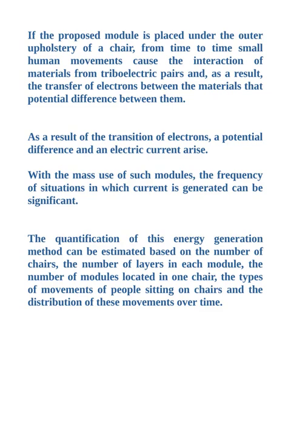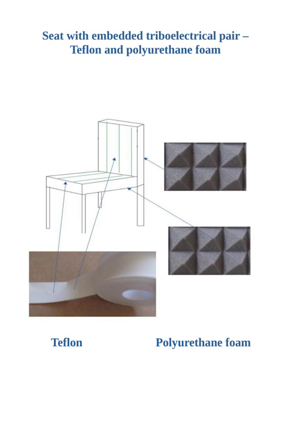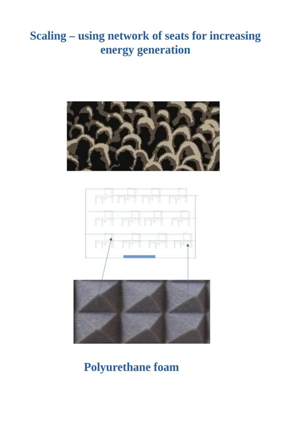With the mass use of such modules, the frequency of situations in which current is generated can be significant. The quantification of this energy generation method can be estimated based on the number of chairs, the number of layers in each module, the number of modules located in one chair, the types of movements of people sitting on chairs, armchairs, and the distribution of these movements over time. See it with embedded triboelectric pair Teflon and polyurethane foam. Scaling using a network of seats for increasing energy generation.